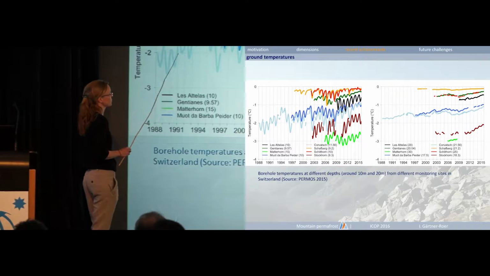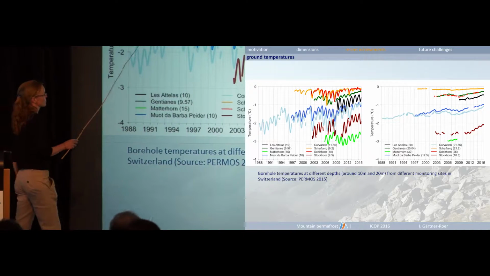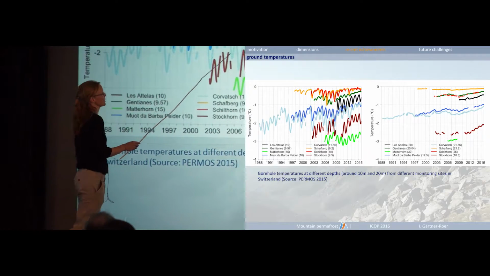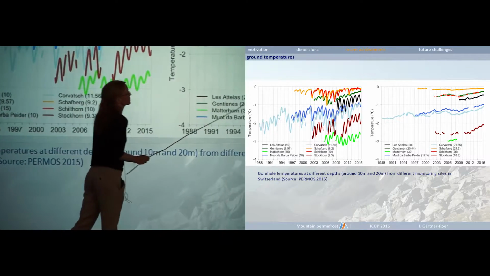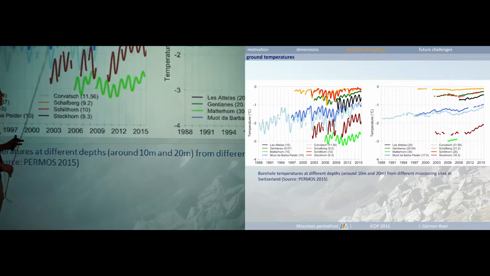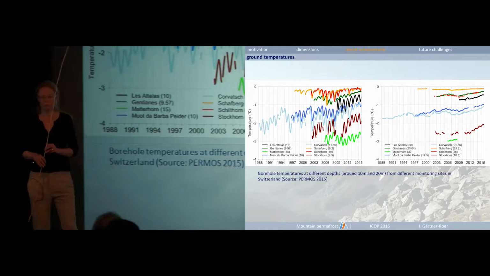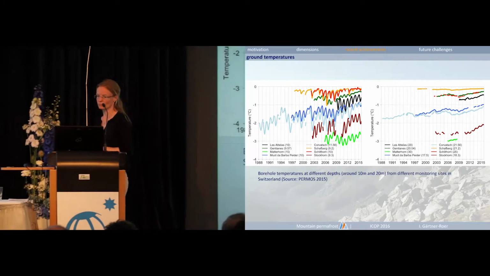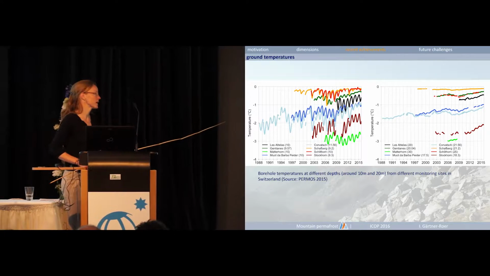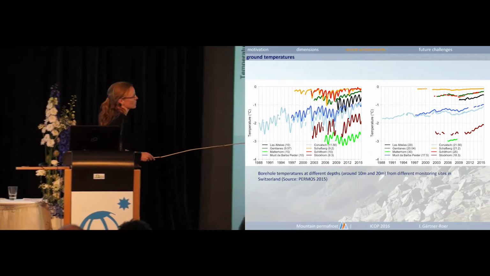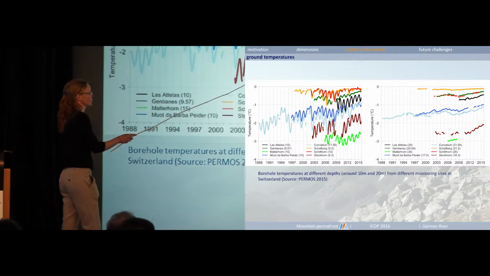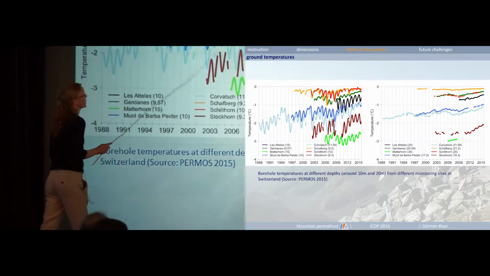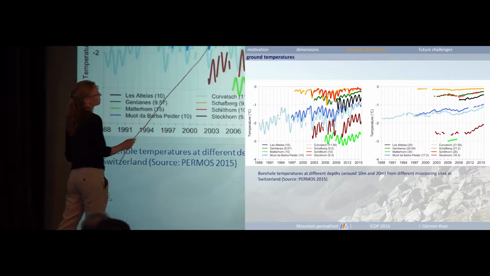So over this period, you see the annual fluctuations, the seasonal fluctuations, and the development, which is even better visible on this side with the depth of 20 meters, the evolution of the temperatures in the ground. You see that we have sites where the temperatures are lower, for example, at the Matterhorn or the Stockhorn sites, these are higher up, and we have several rock glacier sites.